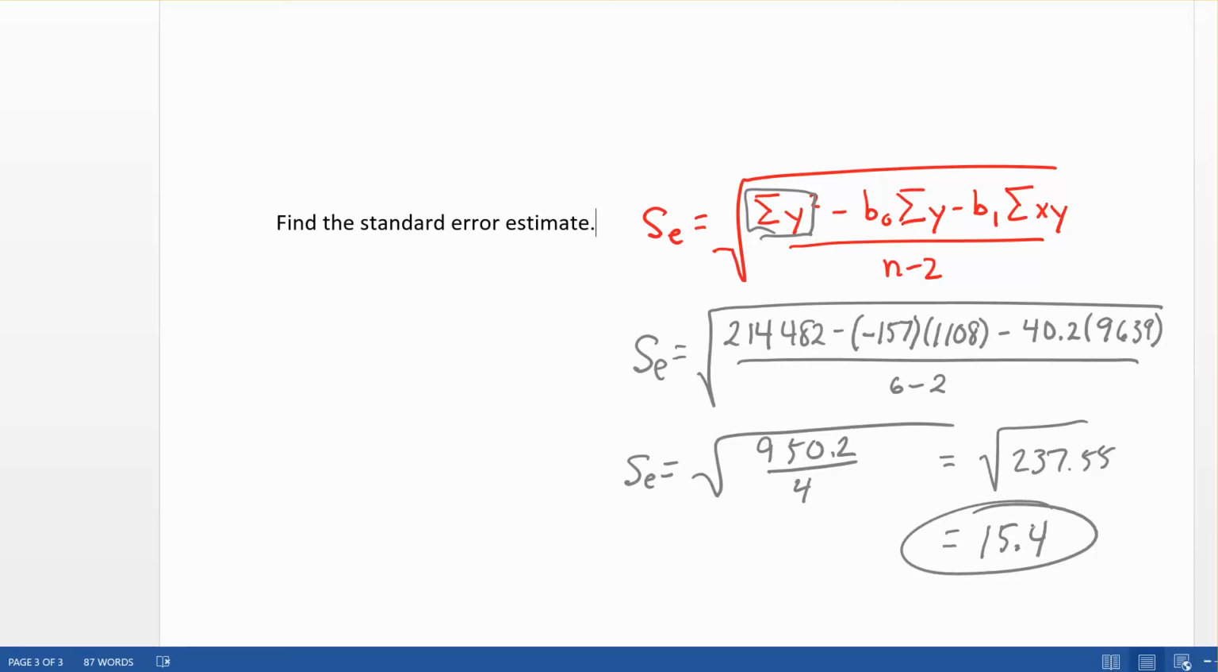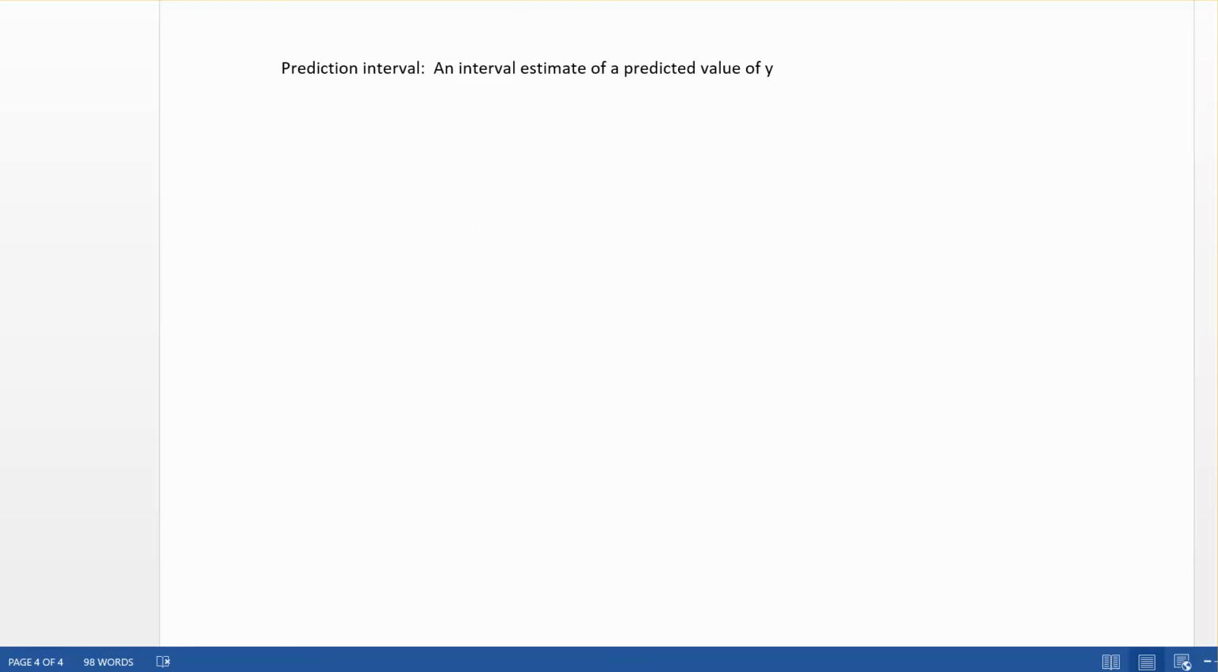Again, that's just explaining the measure of the differences between the observed y values and the predicted y values. And it's taking all of them into account, which is why we use the summation. Now, this S sub e of 15.4 is going to be used for the last part of this section, and that's going to be to find a prediction interval. A prediction interval is an interval estimate of a predicted value of y.